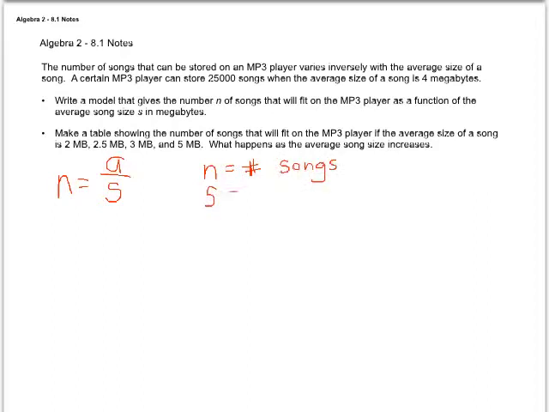S is the size of the song, and A is your constant of variation. And if you'll label these things what they are, the problems aren't quite as challenging to solve. So then they tell us, hey, 25,000 songs when the average size is 4 megabytes. There's your number. There's your S for size.